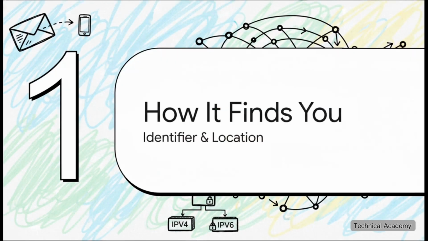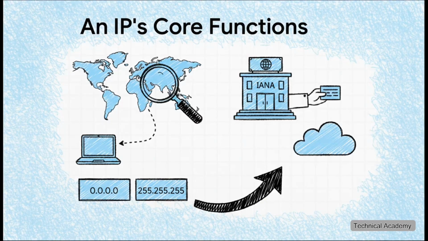Okay, so this digital address doesn't just sit there looking pretty. It's actually a busy little thing. It has two super important jobs that basically make the modern internet possible. So let's break down what it's really doing behind the scenes. All right, job number 1, it identifies your specific network connection. Job number 2, it pinpoints your device's general location.